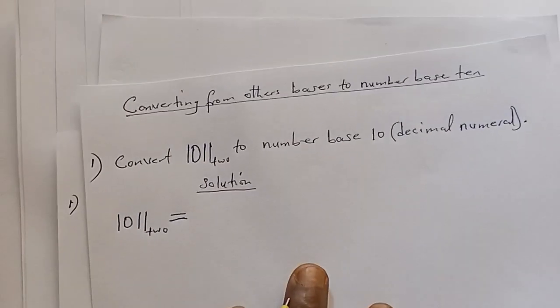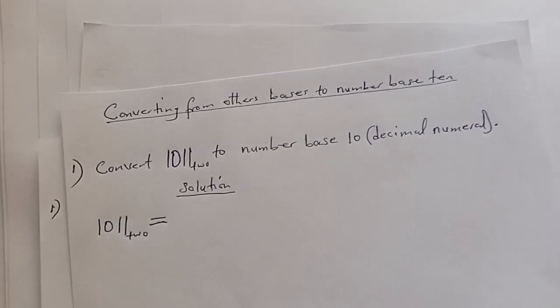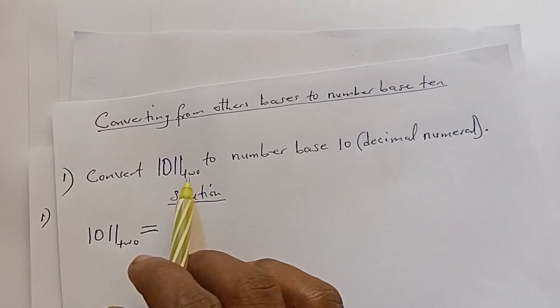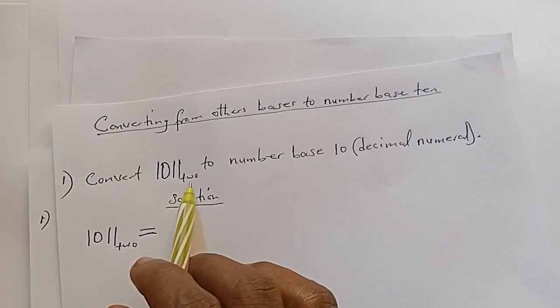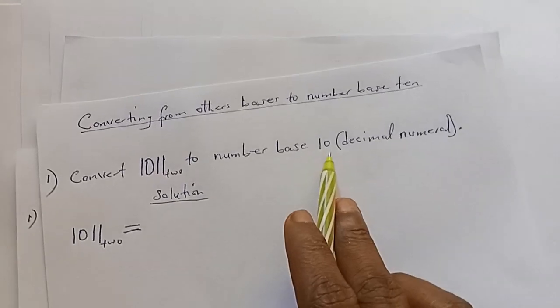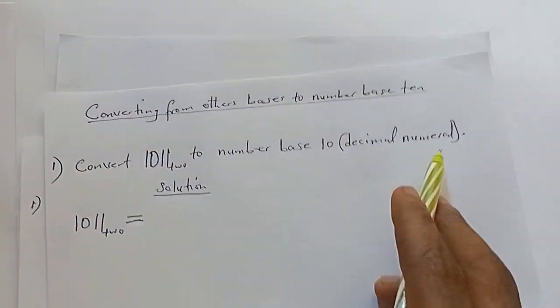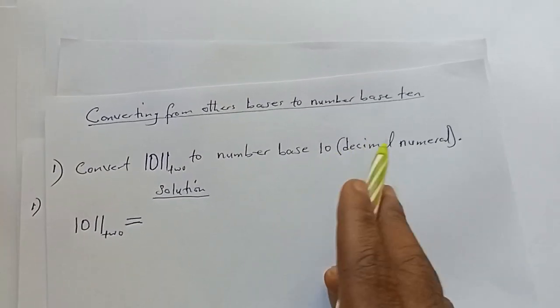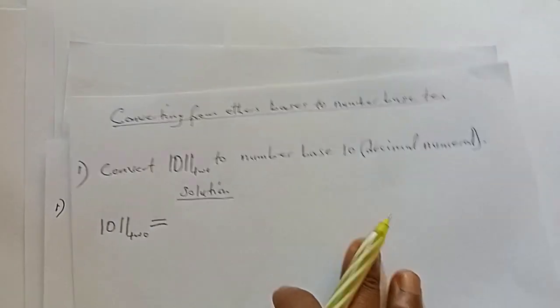The first question says convert 1011 base 2. This subscript is called the base, so base 2 to normal base 10. And this normal base 10 is also called the decimal numeral. Sometimes you will not see base 10, you will see decimal or numeral. So that is the same.